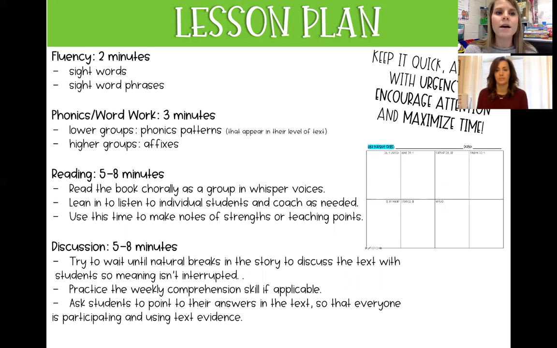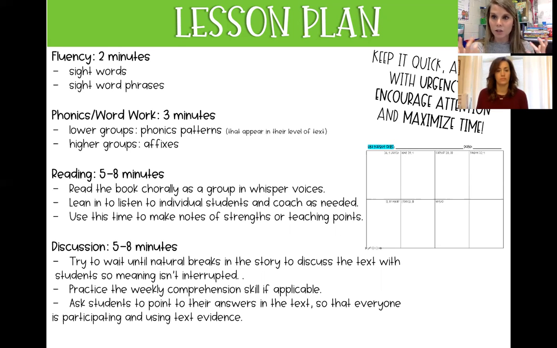Use your time wisely. And then we get into a phonics word work section of our plans, where with lower groups, we're going to be working on those phonics patterns, 2nd grade, whatever that skill or pattern is for the week, just a review of that. And then with higher groups, affixes, for example, is a big one to work on.